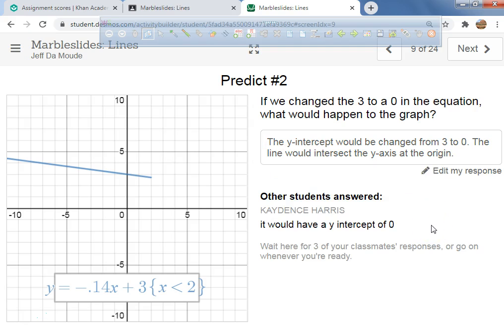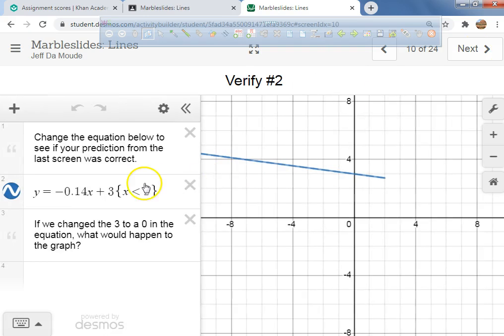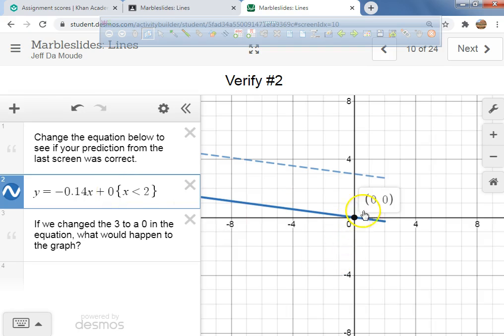Why not? Hey, look. One of our students said, have a y-intercept of 0. That's right. I agree. Okay. So what happened? We'll change to 0. Yep. Right there. y-intercept at 0, 0.